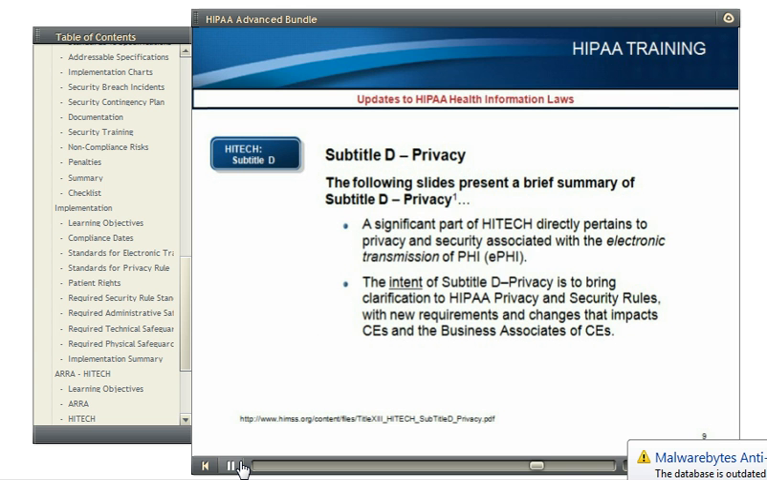Subtitle D, Privacy. The following slides present a brief summary of Subtitle D, Privacy. A significant part of High Tech directly pertains to privacy and security associated with the electronic transmission of PHI, ePHI. The intent of Subtitle D, Privacy, is to bring clarification to HIPAA privacy and security rules, with new requirements and changes that impact CEs and the business associates of CEs.